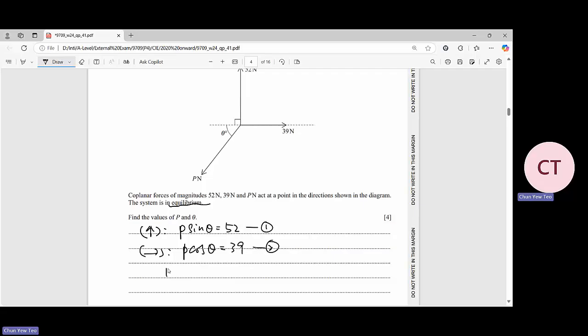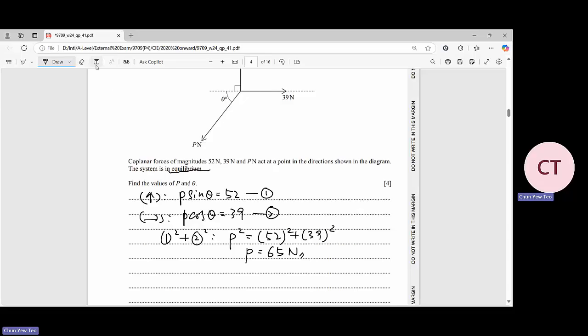So to find P, just take number 1 squared plus number 2 squared. Then you get P squared equals 52 squared plus 39 squared. Press the calculator, simplify it, you get your P is 65 Newton. So P is 65. Only write Newton once because here already have Newton.